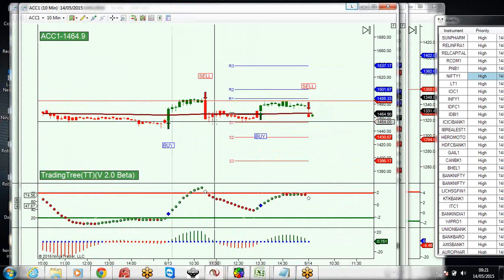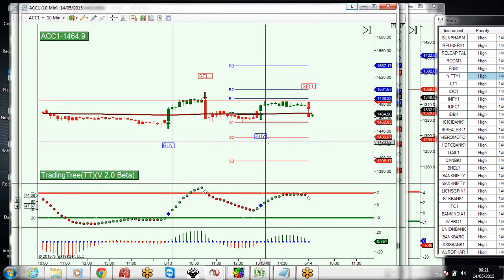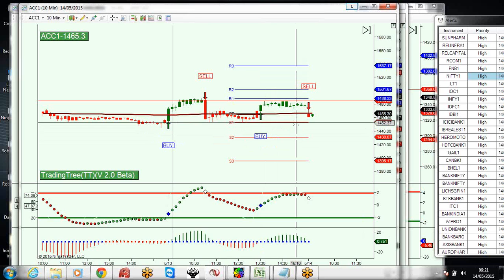So ACC, you can short it below this. This is a support here. We have the support. So 1452, we can short ACC.